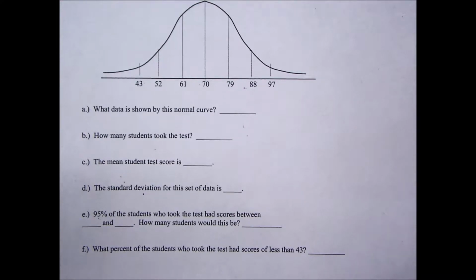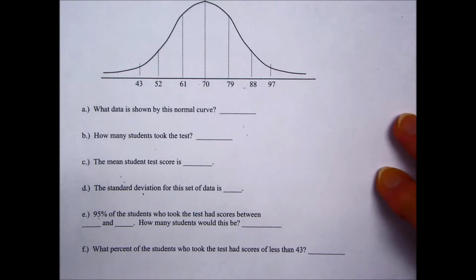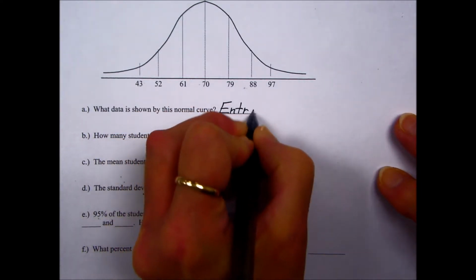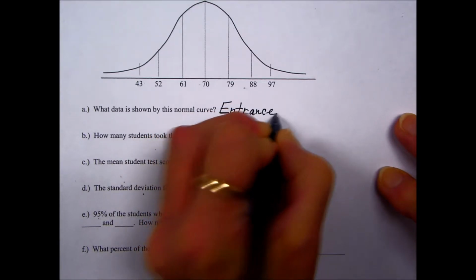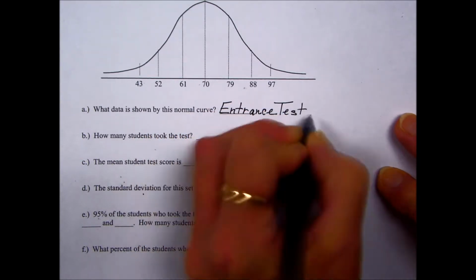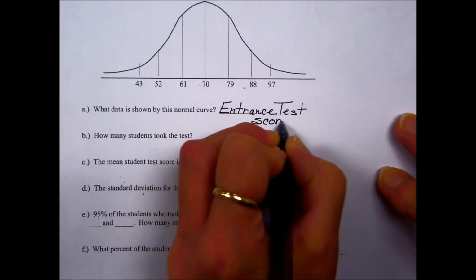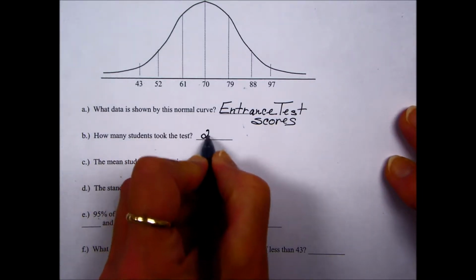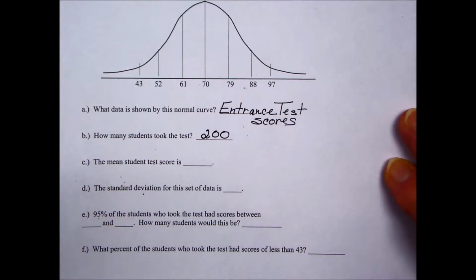The first one asks us, what data is shown by this normal curve? Well, we just read that these were entrance exams. Next question asks how many students took the test, and the last piece of information told us that there were 200 students.